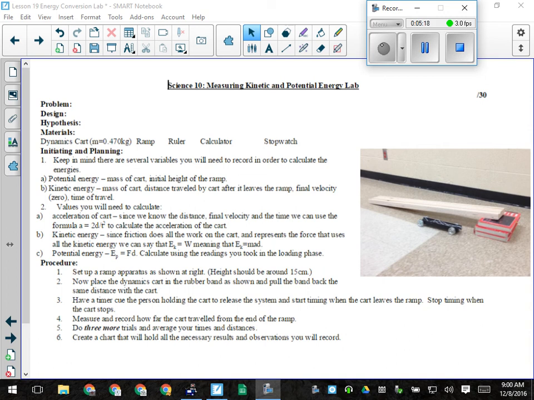Some of the things that we're going to measure are the distance the cart travels and how long it takes it to come to a stop. As a result of those two variables that we can actually measure, we'll be able to calculate how much kinetic energy the cart has at the bottom of the ramp.